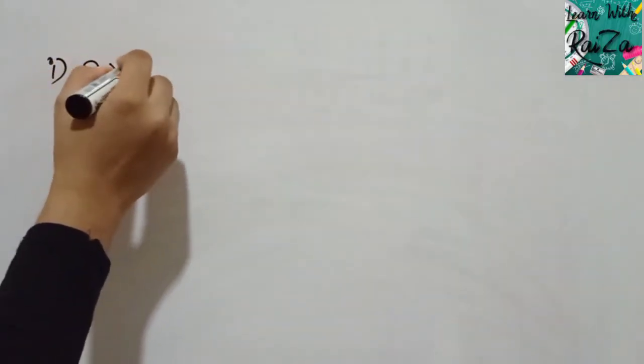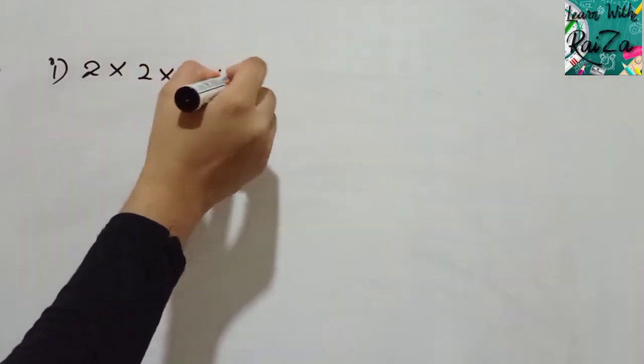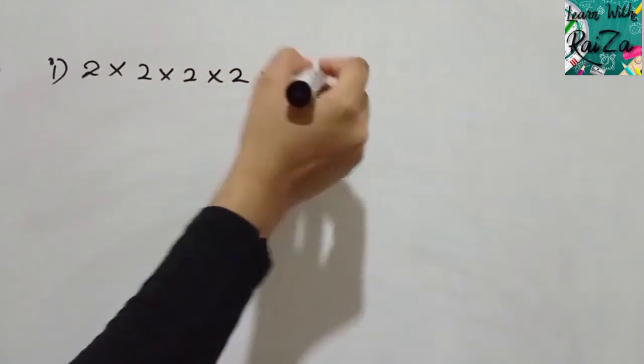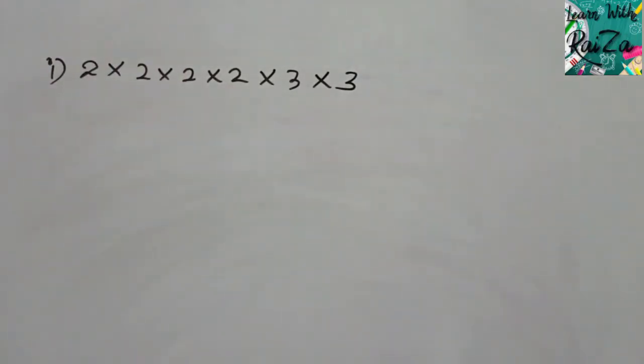Well, now I'll teach you the other way around. When it is already expanded, how can you write it as powers? For example, this is expanded in the format. So how can we write it as powers?